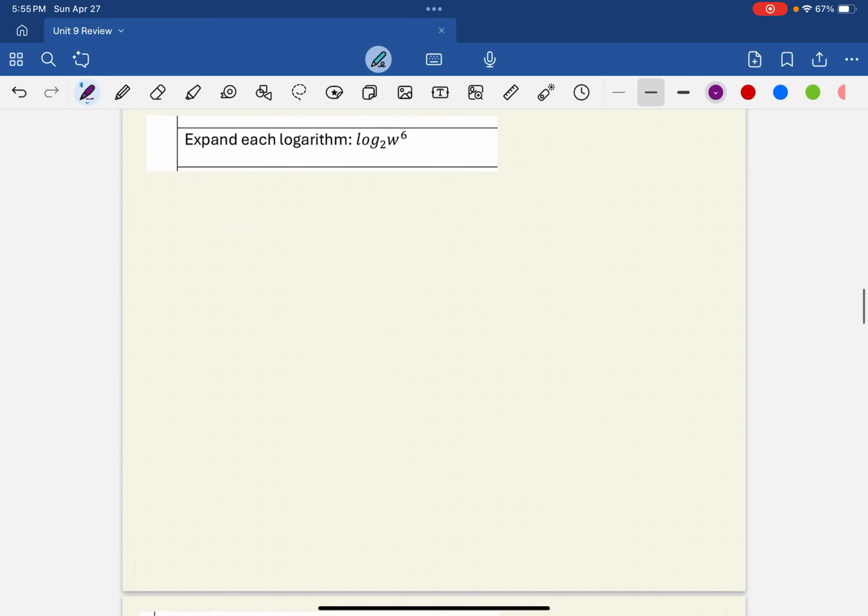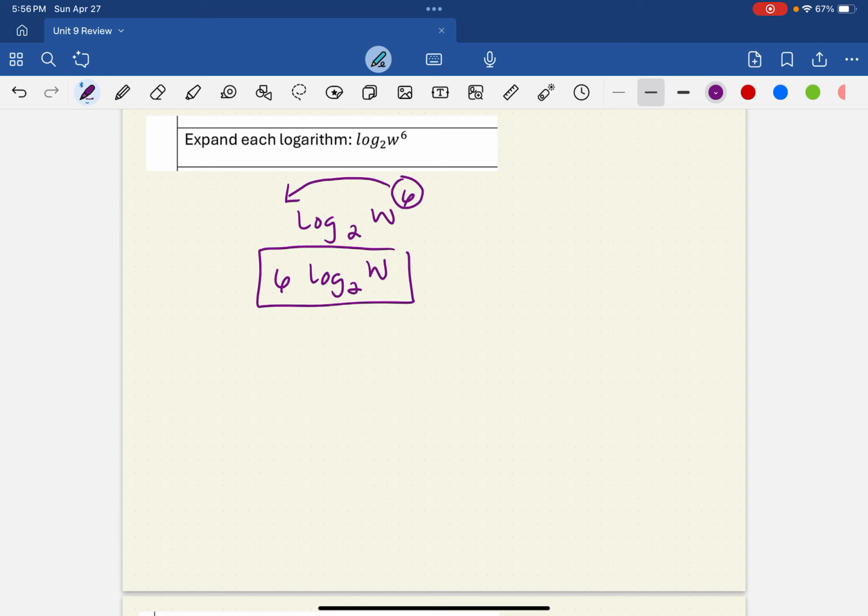Okay, now we are going the other way. We're expanding. So here we go, expand each logarithm. So we have log base 2, w raised to the power of 6. Okay, the only thing we can really do here is power rule, which tells us to take our exponent and put it out front. So 6 log base 2 w. And that is it.